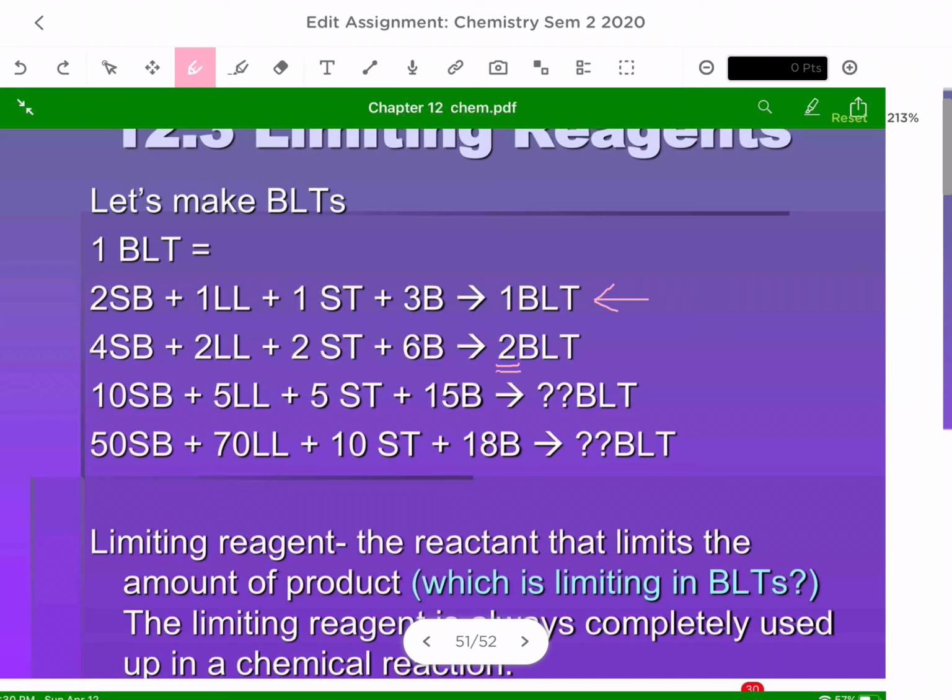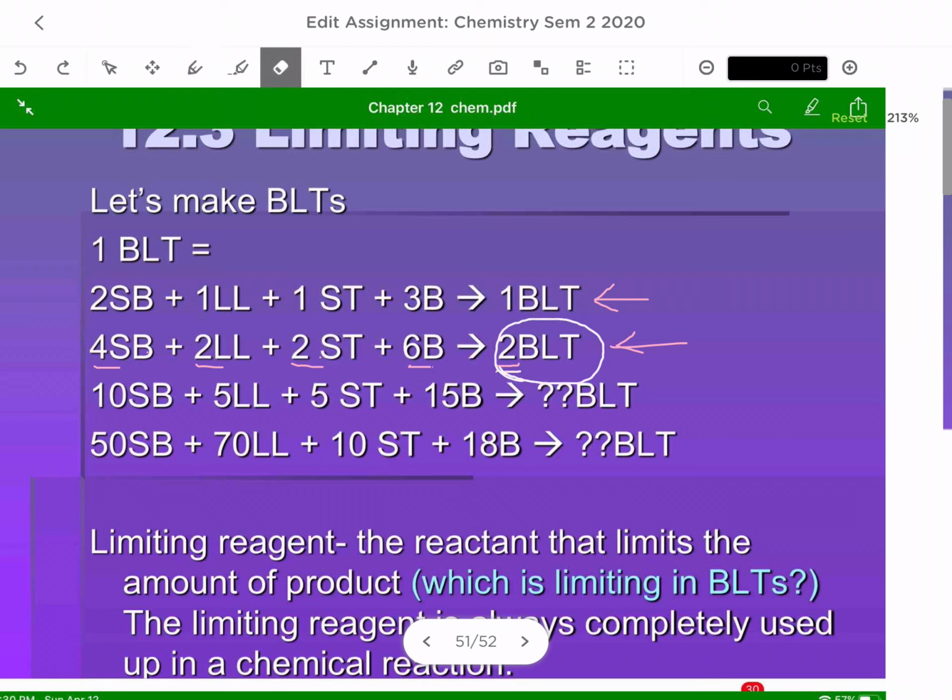So if I wanted to make 2 BLT sandwiches, all I do is I double my ingredients. So I need 4 slices of bread, 2 leaves of lettuce, 2 slices of tomato, and 6 pieces of bacon to get 2 BLT sandwiches.